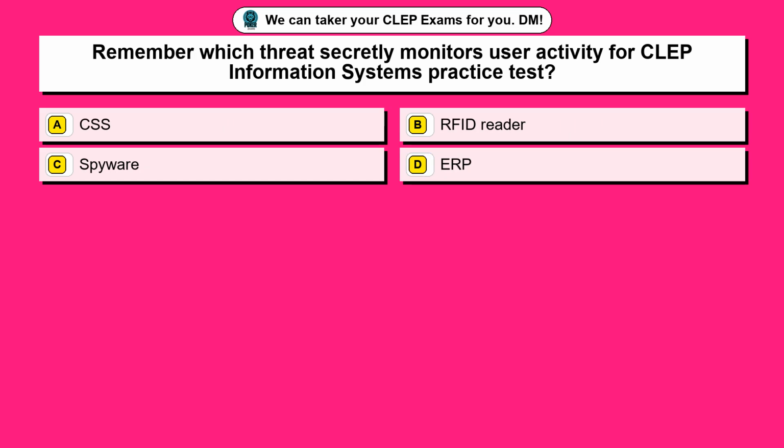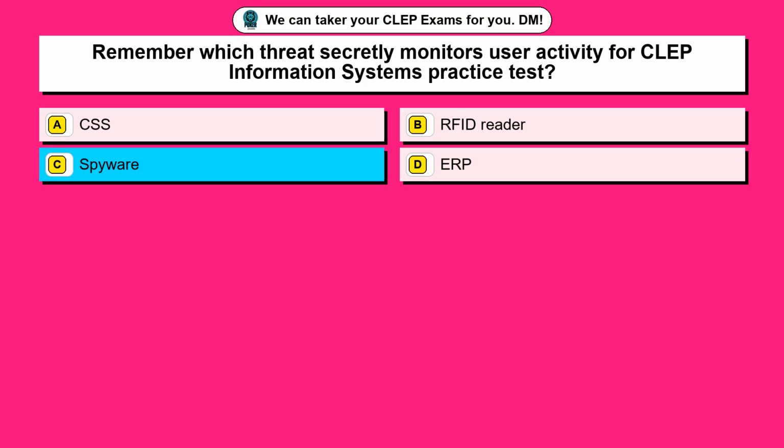Question 43. Remember which threat secretly monitors user activity for CLEP Information Systems practice test. Option A. CSS. Option B. RFID reader. Option C. Spyware. Option D. ERP. The correct answer is option C.